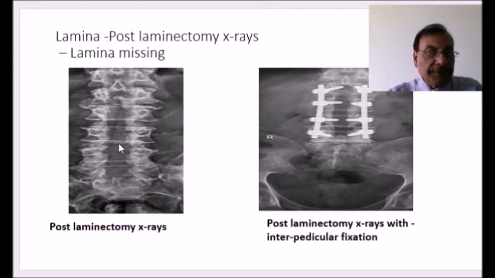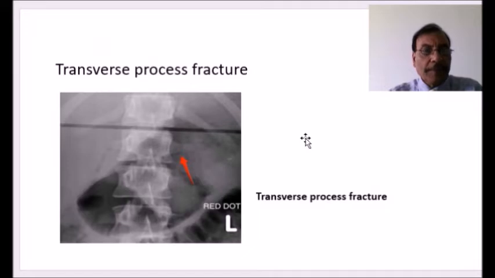There can be a situation when, after the removal of the lamina, many surgeons prefer to fix the spine by interpedicular fixation. Here, this is the case. Laminae have been removed in a part of the vertebral bodies and then it has been fixed by interpedicular fixation. This is a transverse process which has been fractured. It is visible here.